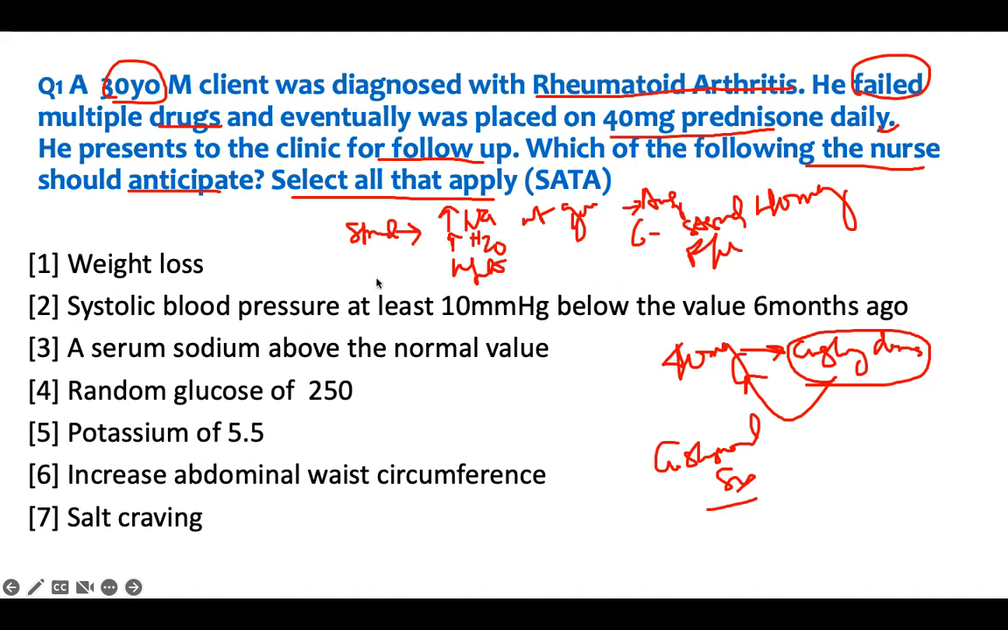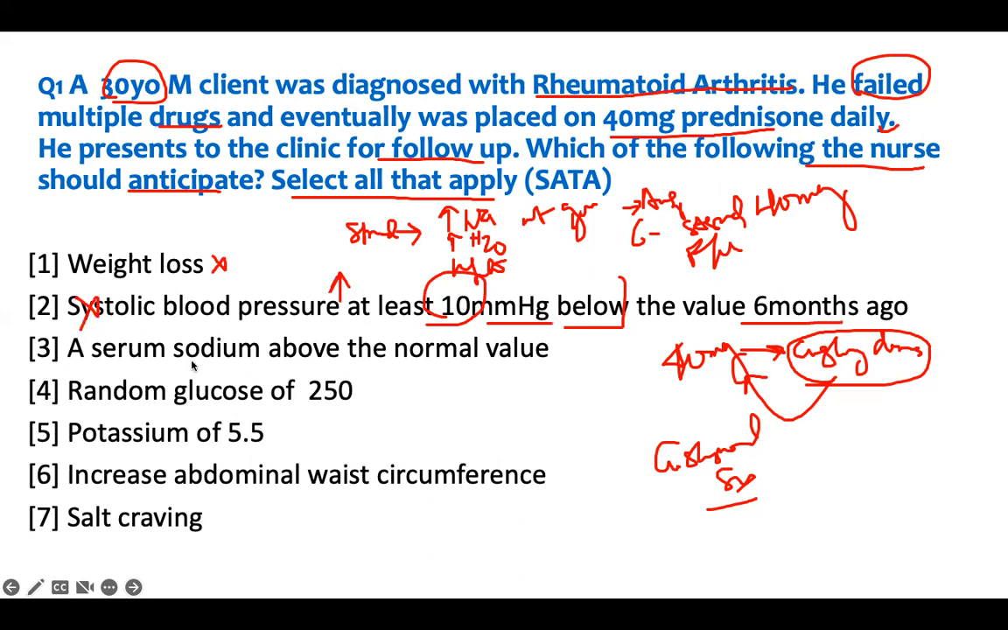Then you look at your answer choice. You say, this is what I expect. Weight loss, no, I'm supposed to gain weight. Systolic blood pressure, at least 10 millimeters of mercury below the value 6 months ago. I just told you, they're supposed to be hypertensive because of retention of water and sodium. So their blood pressure should go up, not down. And therefore, this is wrong.